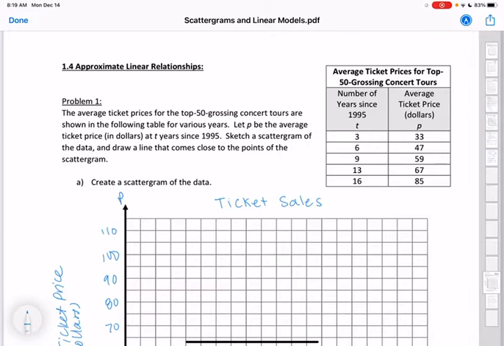So far we've been doing exact, which means it makes a perfect line, but now this is going to be approximate. Okay, so it's not going to be perfect, but it's still going to look linear. It's still going to go generally in a line.